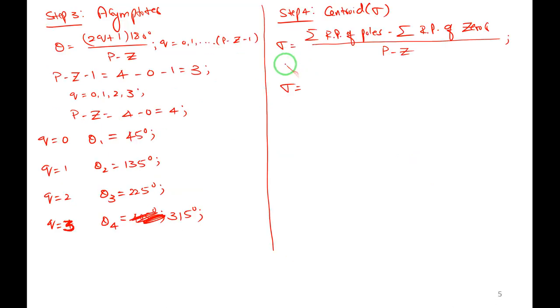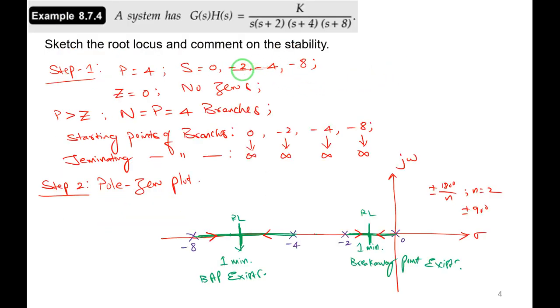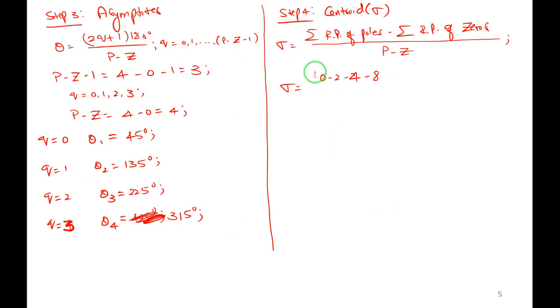So 0, -2, -4, -8. Right? So we have added all the real parts of the poles, minus the zeros. There are no zeros, so take it as 0. P minus Z is 4.